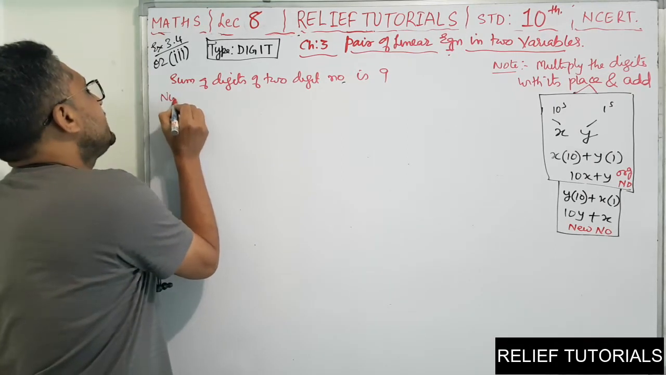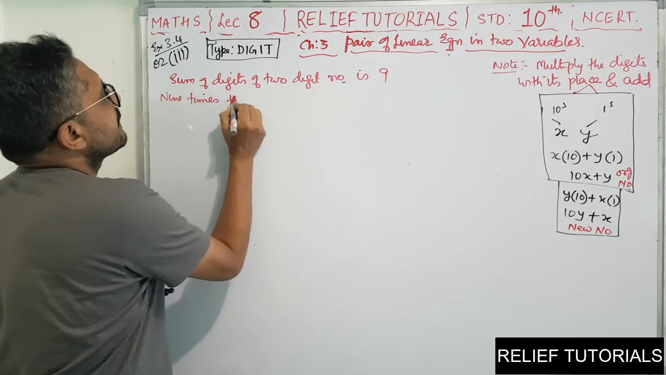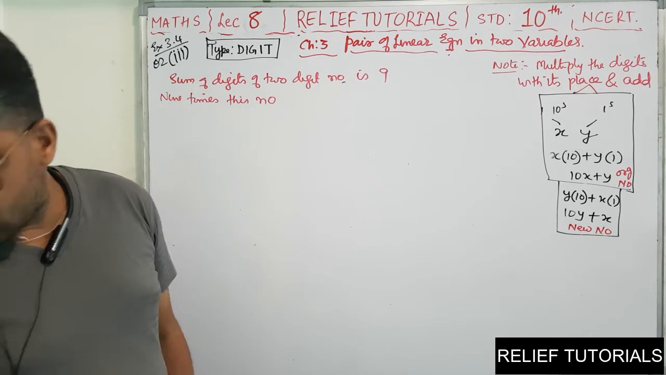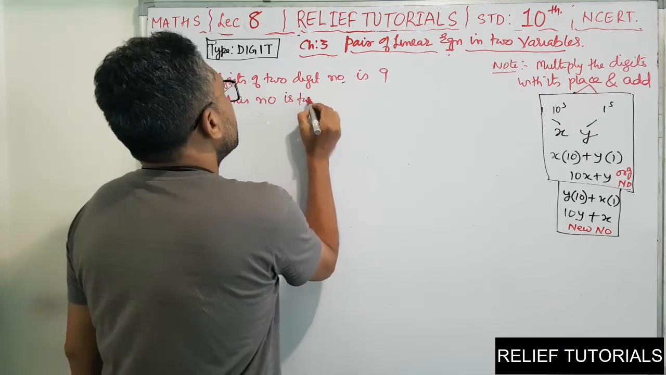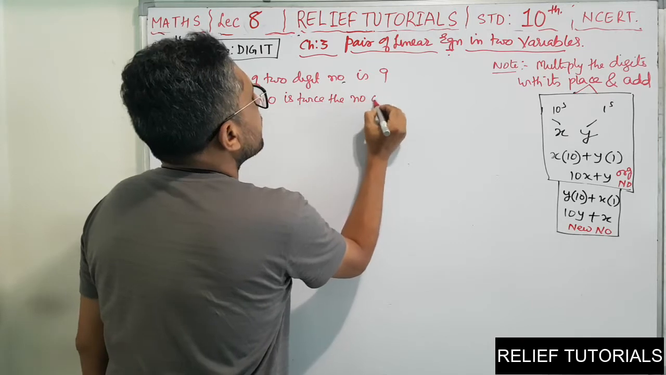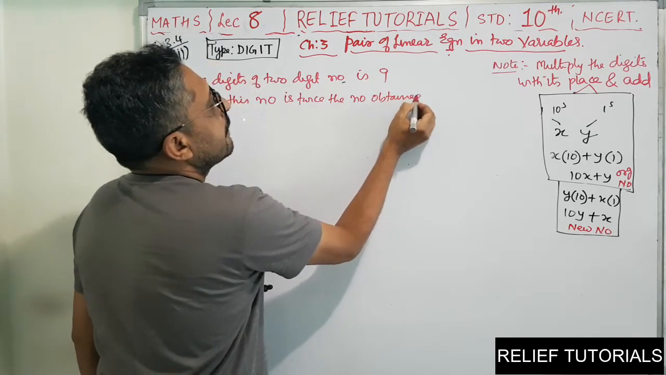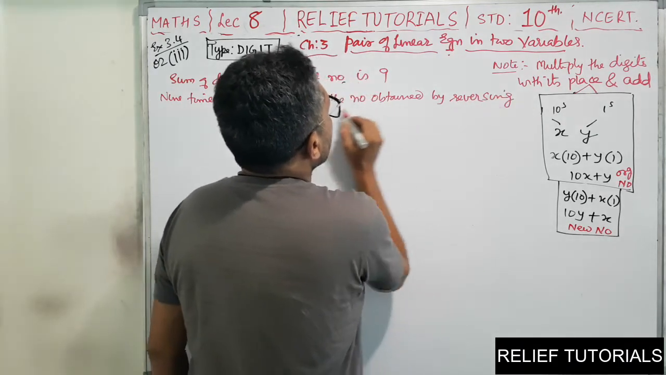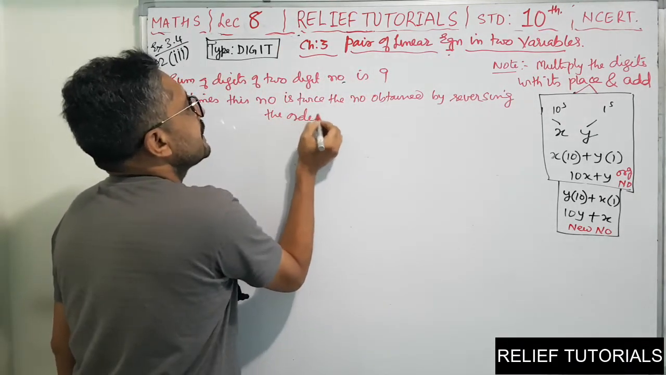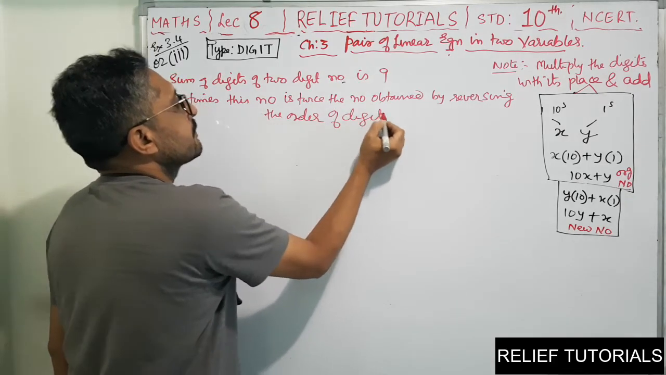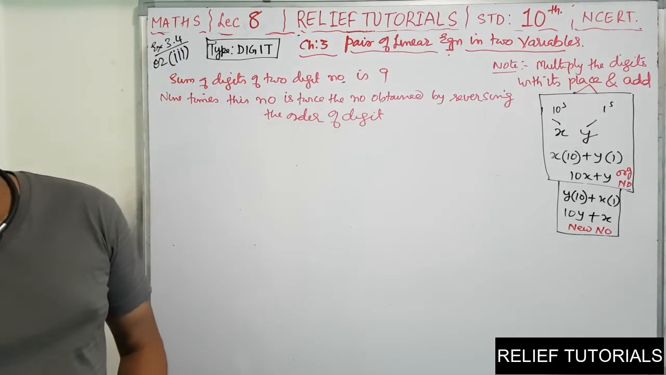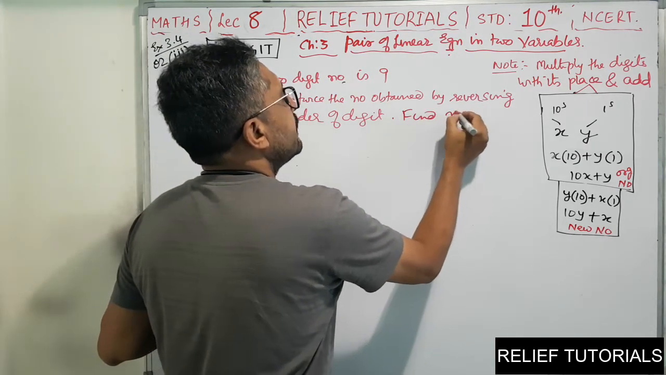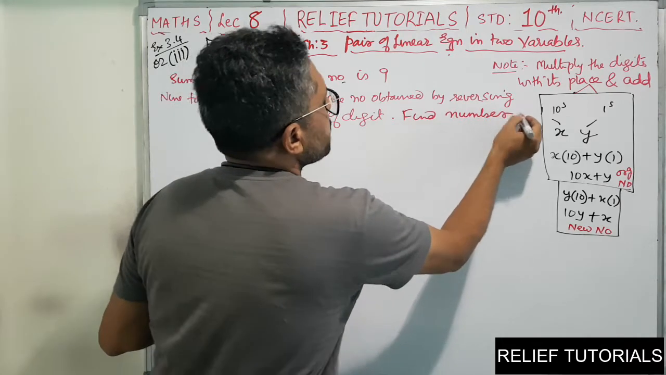Also what it says, 9 times this number is twice the number obtained by interchanging, or by reversing, the order of the digits. Find the number. See, this is our question.